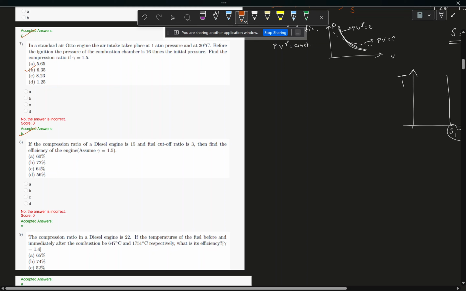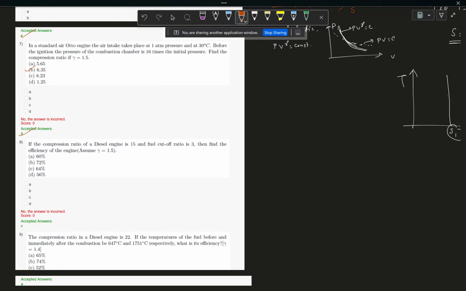Now question number 8. If the compression ratio of a diesel engine is 15 and the fuel cut-off ratio is 3, then find the efficiency of the engine. Again, it is about a different engine than the auto engine we have just discussed. This is a diesel engine. This is also discussed in elaborate detail in the lecture material. You can find that out, but for us, we will directly be using the formula that is mentioned there.